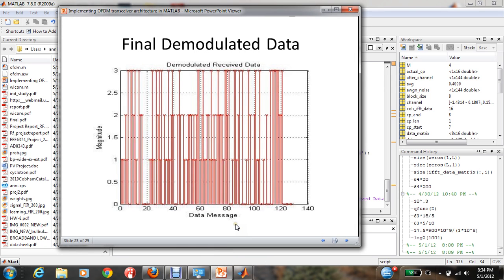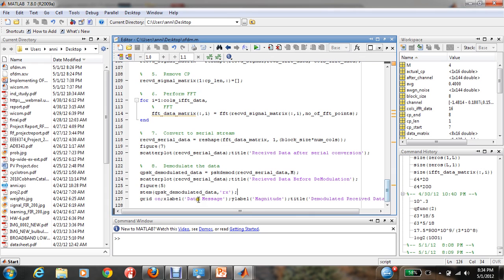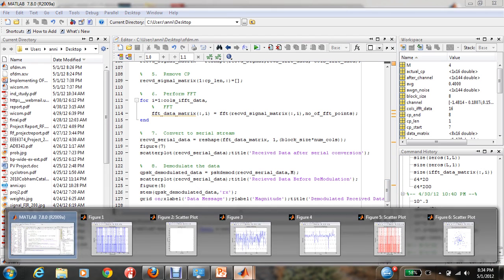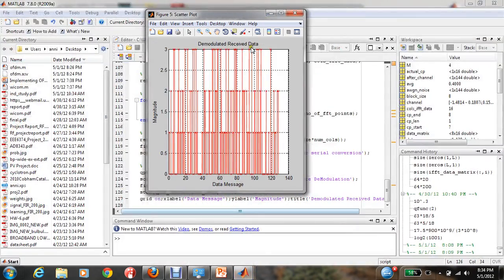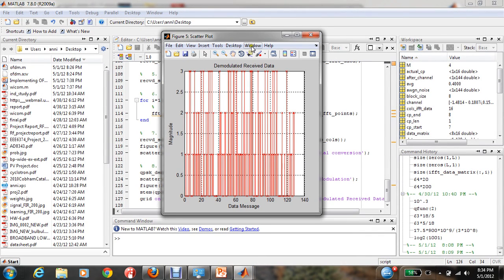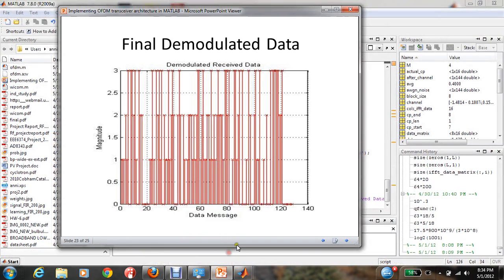To get the final data, we need to demodulate the data, and this is shown by this part of the code where we perform the demodulation of the data. After performing the demodulation, because we have done the QPSK modulation, we need to perform the QPSK demodulation of the data, and this is the resultant 128 symbols shown. The graph of 128 symbols shows the total final demodulated data.